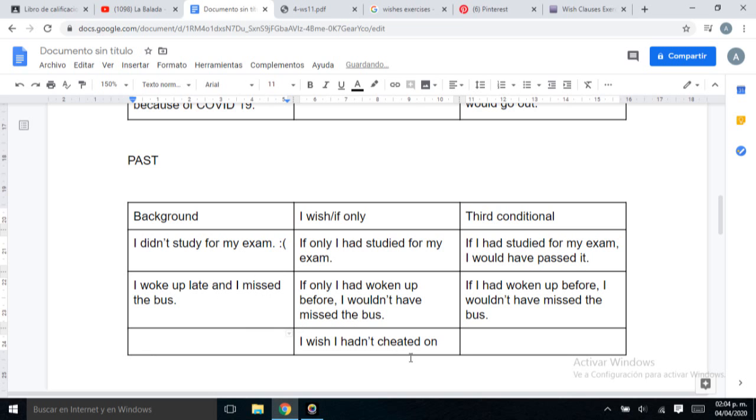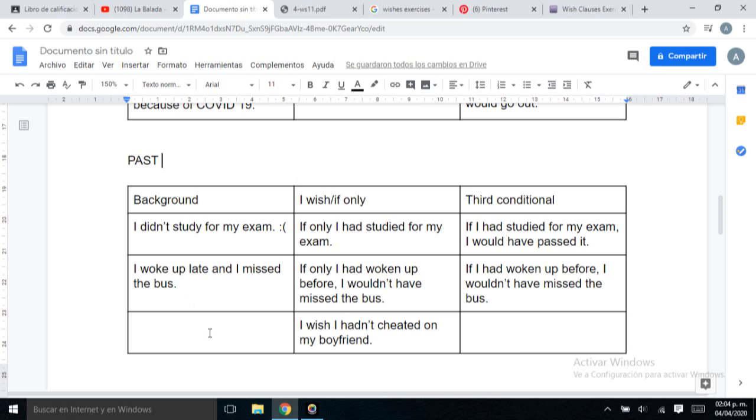Let's have our third example. I wish I hadn't cheated on my boyfriend. Then let's have the third conditional. For example, again, we can have different possibilities. If I hadn't cheated on my boyfriend, we wouldn't have broken up. Again, we have if, past perfect, comma, subject, modal verb, have, and past participle.